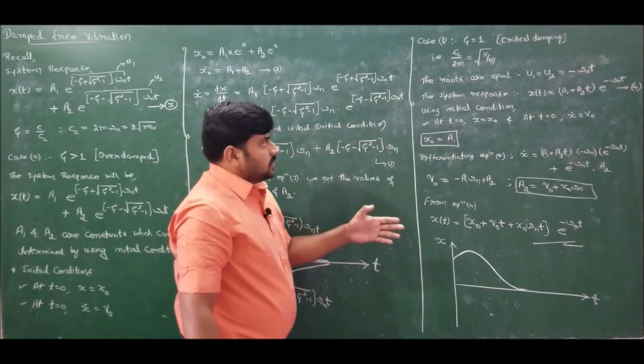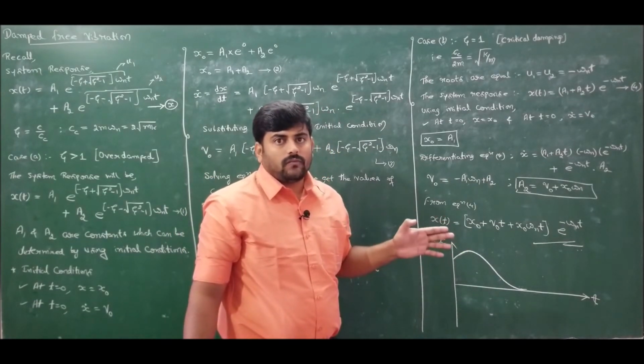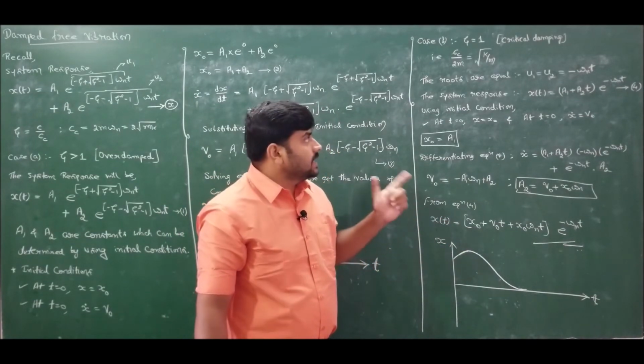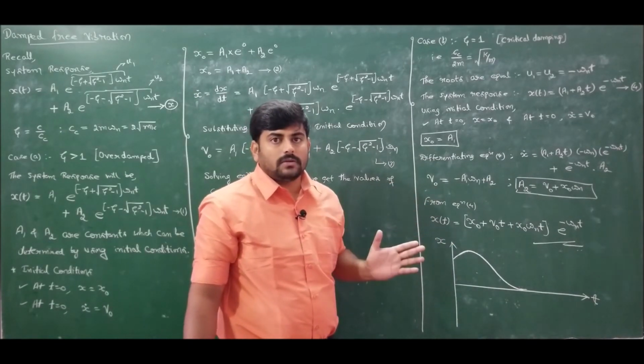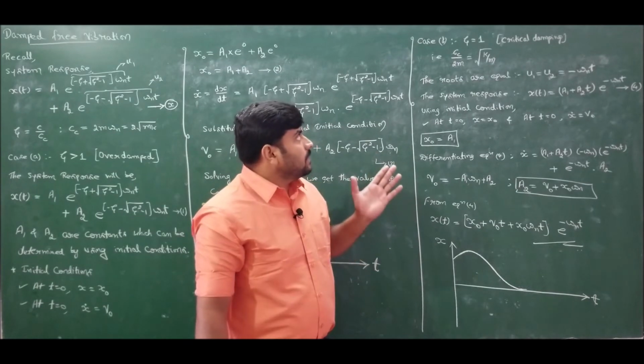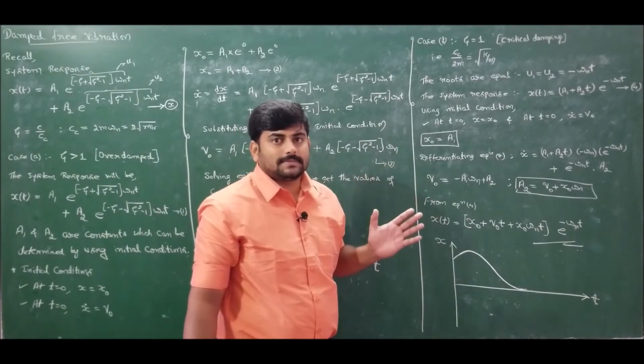Hope you followed the derivation of the system response equation for the overdamped system and the critically damped system. Let me pause this video for a while so that you can copy it down. Later we will discuss what happens when zeta becomes less than 1, that is, underdamped systems.